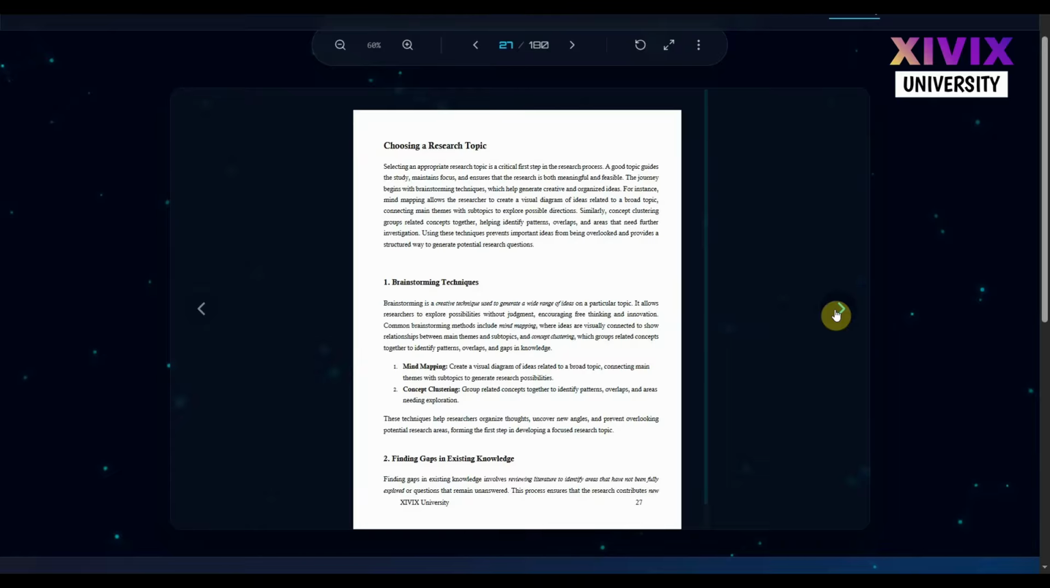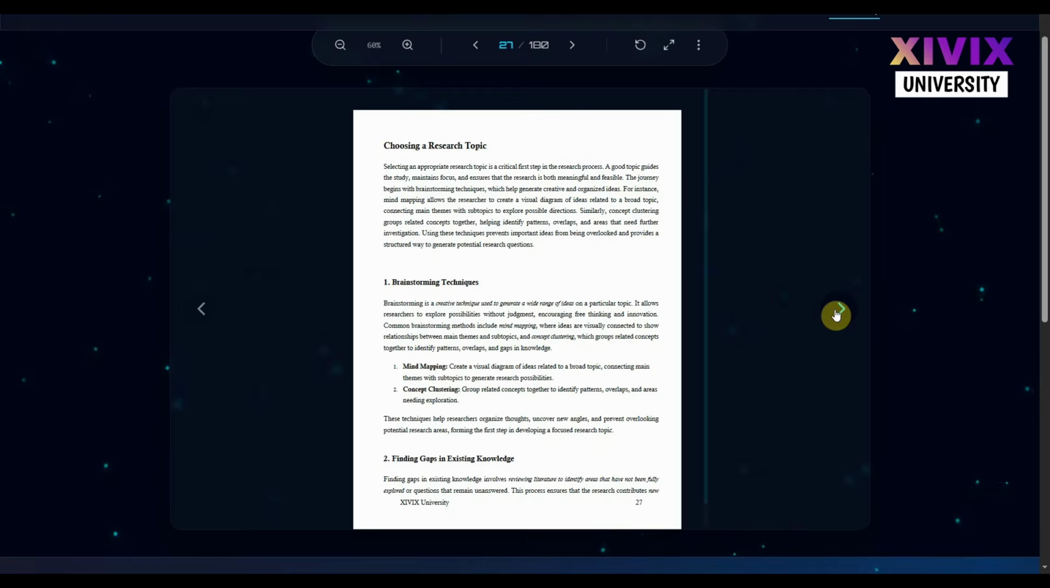As the very first technique, we have brainstorming. So brainstorming is a creative technique used to generate a wide range of ideas on a particular problem or subject. Having voices around obviously encourages free thinking, and free thinking leads to innovation. There are two methods in brainstorming. The first one is mind mapping.